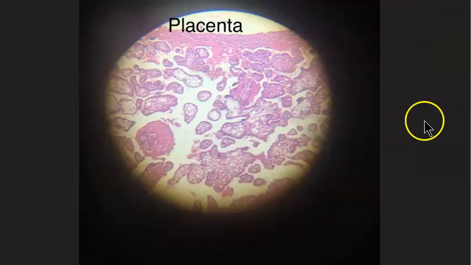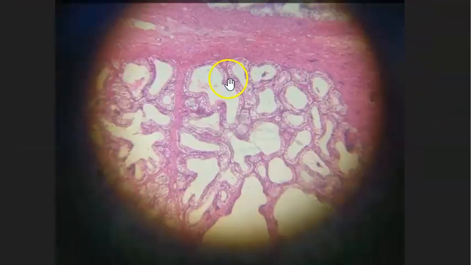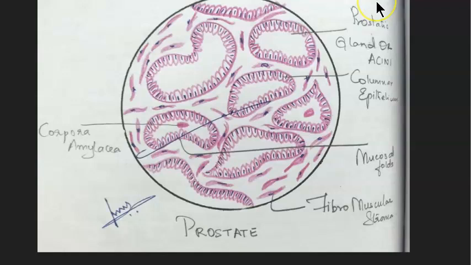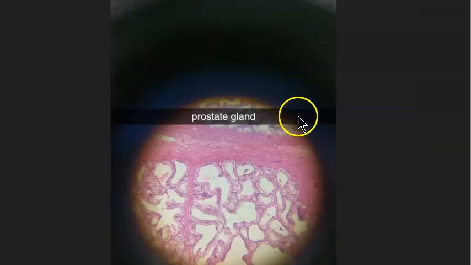Okay. Another one of placenta. So here you can see some type of borders with things. What is this? Prostate gland. Okay. So this is prostate gland. So corpora amylacea is in the center. You have columnar epithelium, right? Fibromuscular stroma. Okay. So done with prostate gland.